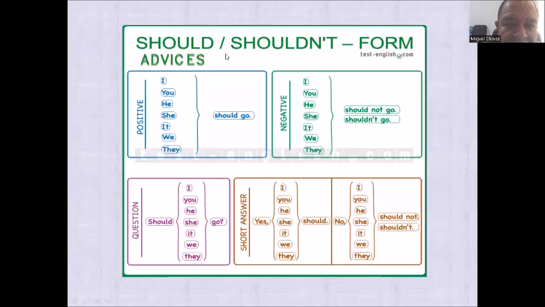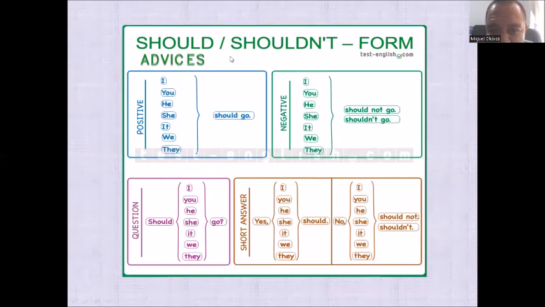Then the other auxiliary verb that we are going to check in this class is should or shouldn't in negative. It is used to give advice. In affirmative, as we can see in this table, we are going to use should for all the subjects, all the persons, without any change. And after should, we are going to use the verb in simple form. I should go, you should go, he should go, she should go, it should go, we should go, they should go. It doesn't change.